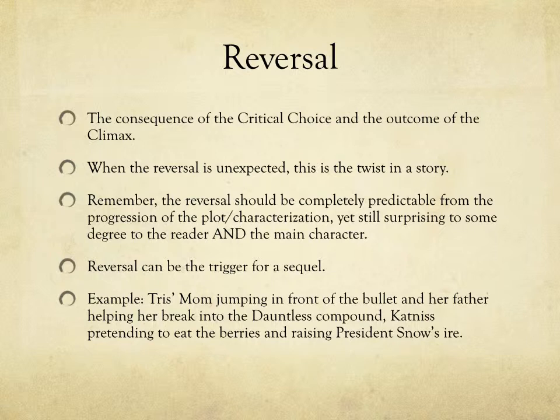An unexpected reversal would be anything in Gillian Flynn's books. Her reversals are always unexpected, and they're things you could easily predict from earlier events in the story, but you never see them coming. So those are just a couple of examples for reversals. If you're reading books, look for the reversal. Figure out where the climax is and where the reversal happens, and then it'll be a little easier when you're writing your own stories to see how that should play out.